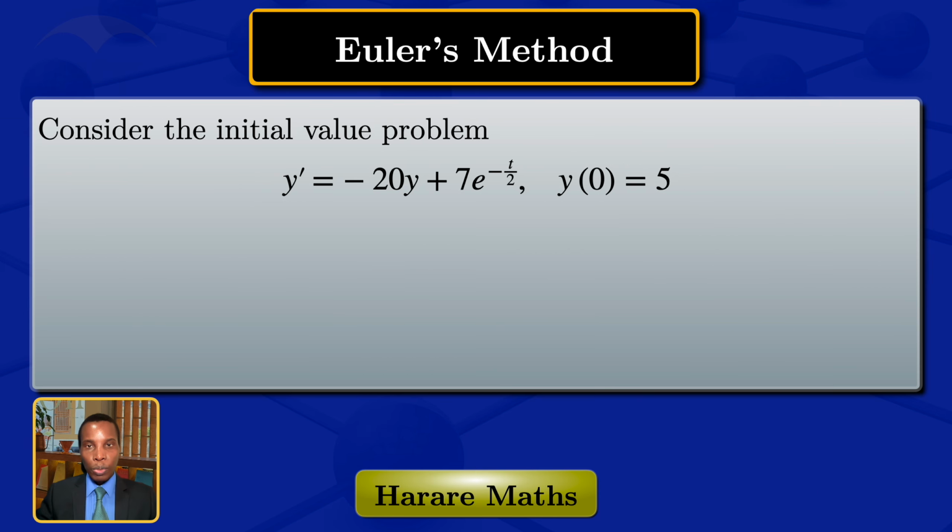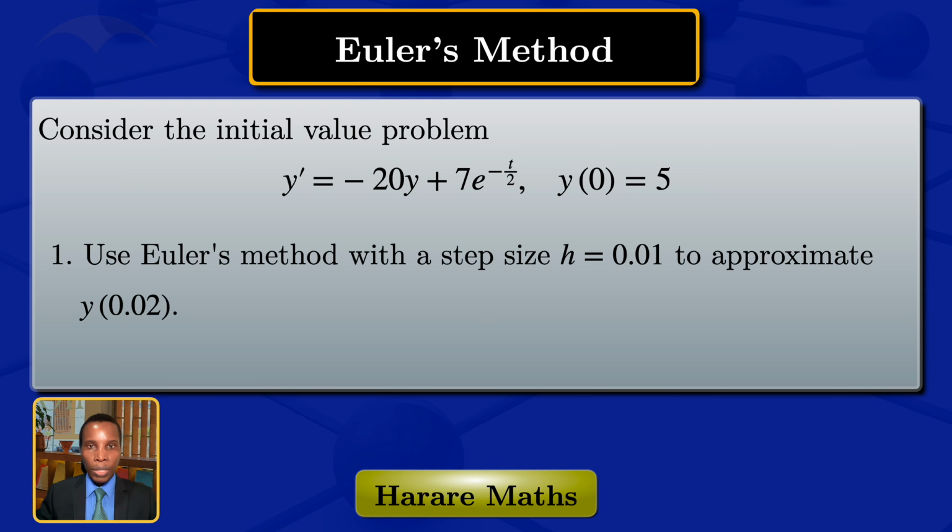Consider the initial value problem: y' = -20y + 7e^(-t/2), subject to the initial condition y(0) = 5. I'm going to use Euler's method with a step size of h = 0.01 to approximate y at 0.02. And then I'll go on and calculate the absolute error of this numerical method.